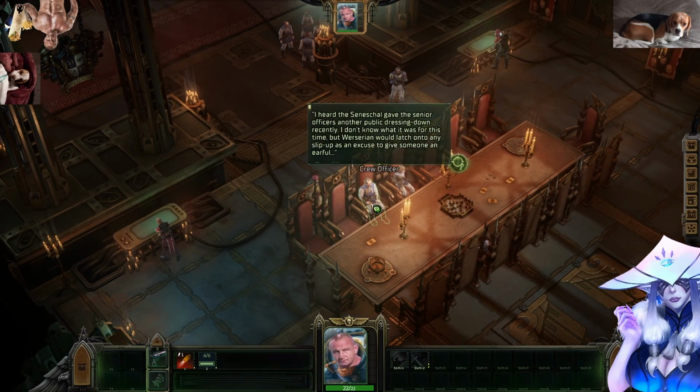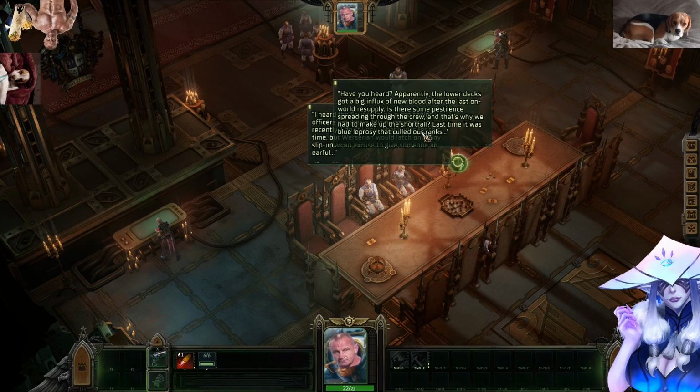I heard the Seneschal gave the senior officers a public dressing down recently. I don't know what it was for this time, but Resarian would latch onto any slip-up as an excuse to give someone an earful. Have you heard of the High Elves? Apparently the lower decks got a big influx of new blood after the lost on-world resupply. There is some pestilence spreading through the crew, and that's why we had to make up for the shortfall. Last time it was blue leprosy that culled our ranks.